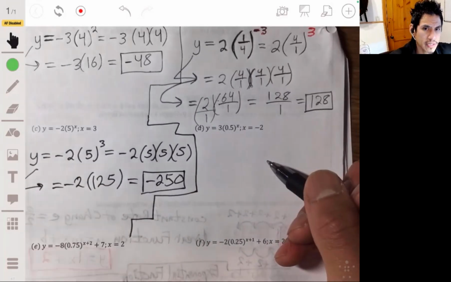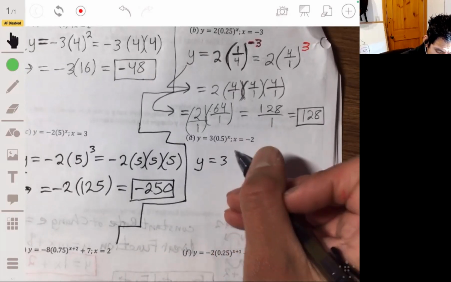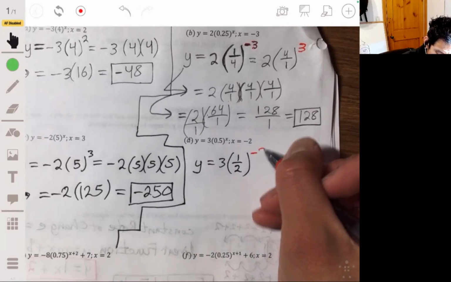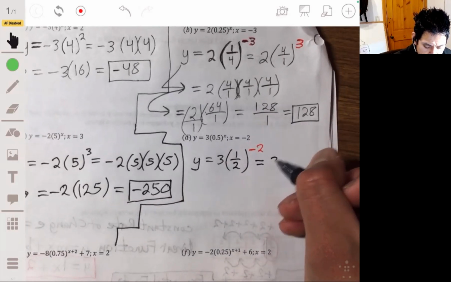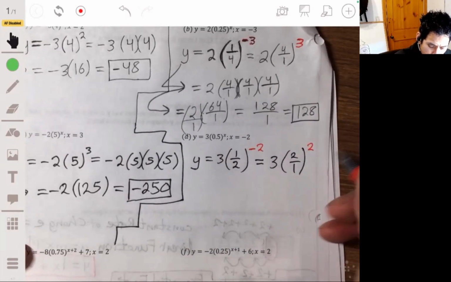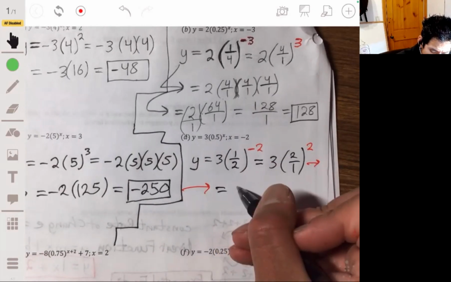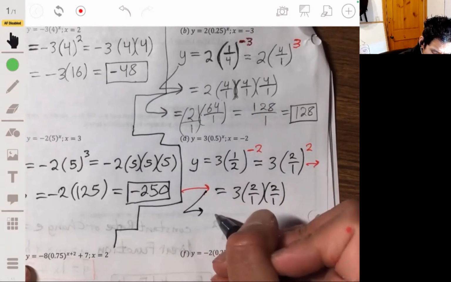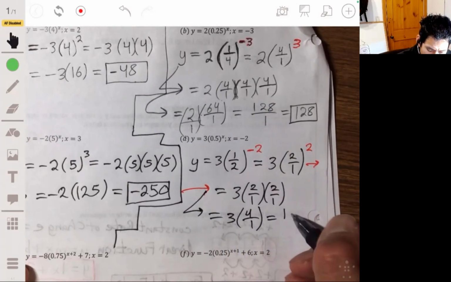All right, some negative action. Y equals 3. We're going to make this 0.5 into 1/2. 3 times 1/2 to the -2. Let's change that -2 into +2 by making this equal to 3 times 2/1, all to the +2 power. This then becomes 3 times 2/1 times 2/1, which is then equal to 3 times 4/1, which is just 12/1, or just 12.